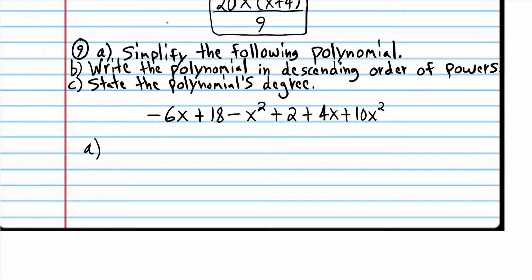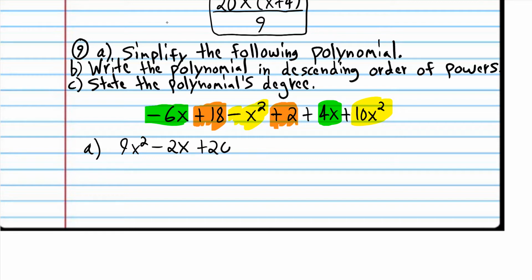So part A, let's see, negative x squared plus 10x squared is 9x squared. So I got rid of these. I got rid of my lemons. Then we're going to do the apples next, negative 6x and 4x. Those are like terms. So we add those together, we get negative 2x. And then we have oranges that we can add up. So 18 plus 2 is 20, and it's that simple.